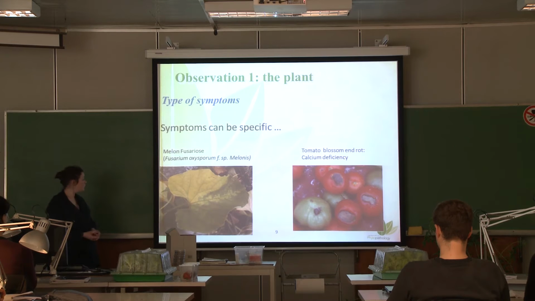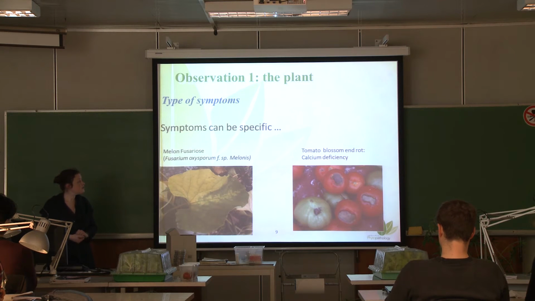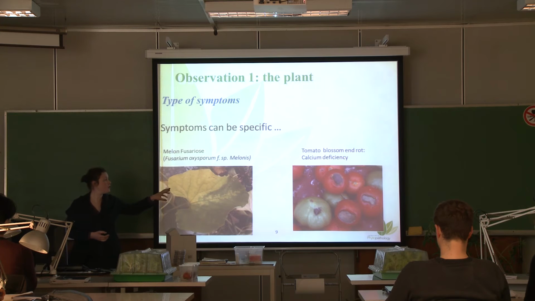Here are some examples. For example, here you have melon fusariose. It's a fungus attacking the melon plant. When the melon is attacked by this fungus, you will see a really clear pattern of chlorosis on the leaves, which is really specific, really characteristic. So it's easy to make the diagnosis for this kind of pathogen. And it's also the same for some abiotic stresses, like the calcium deficiency of tomatoes, for which you will have a rotting of the tomato, which is also characteristic, so it's easy to make the diagnosis in that case also.